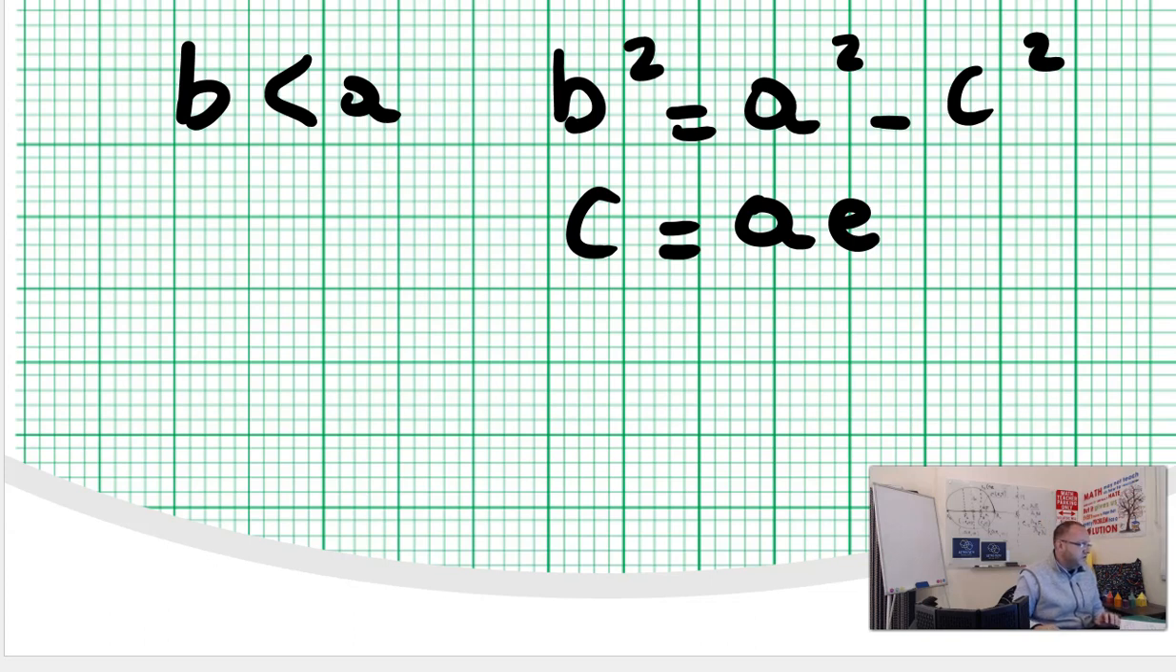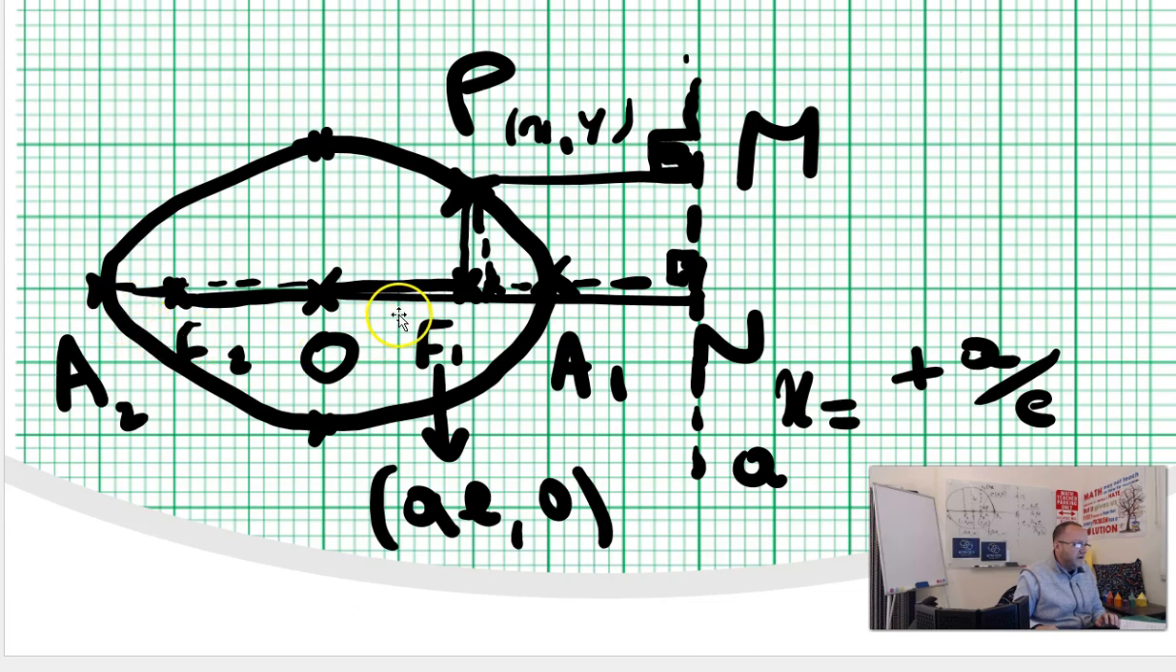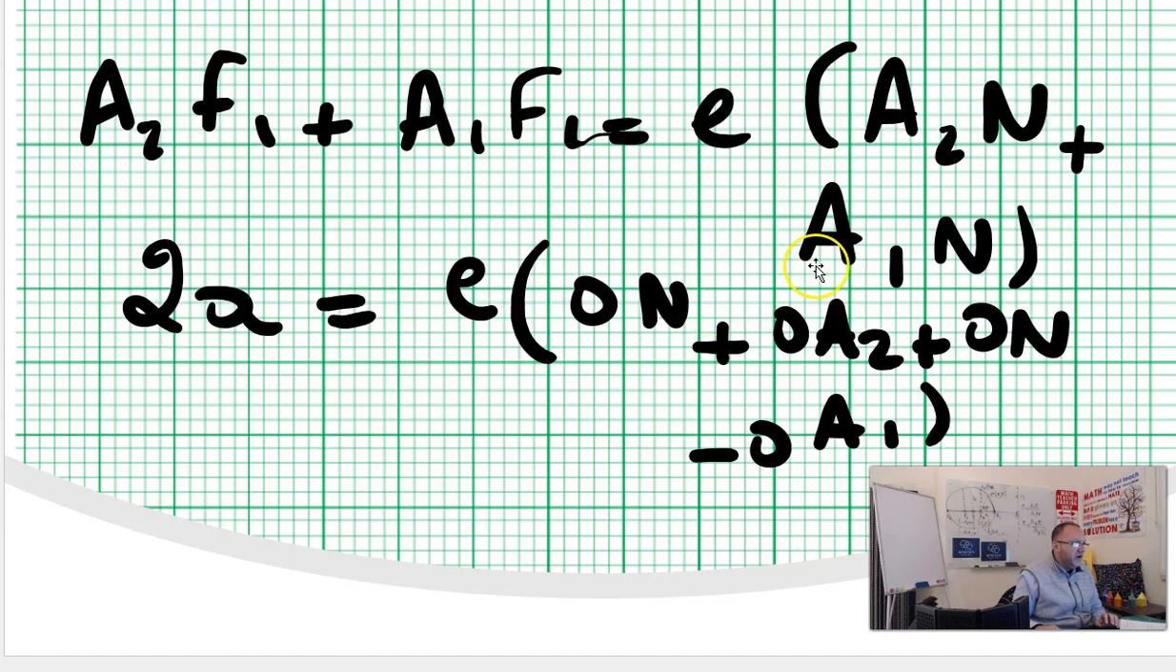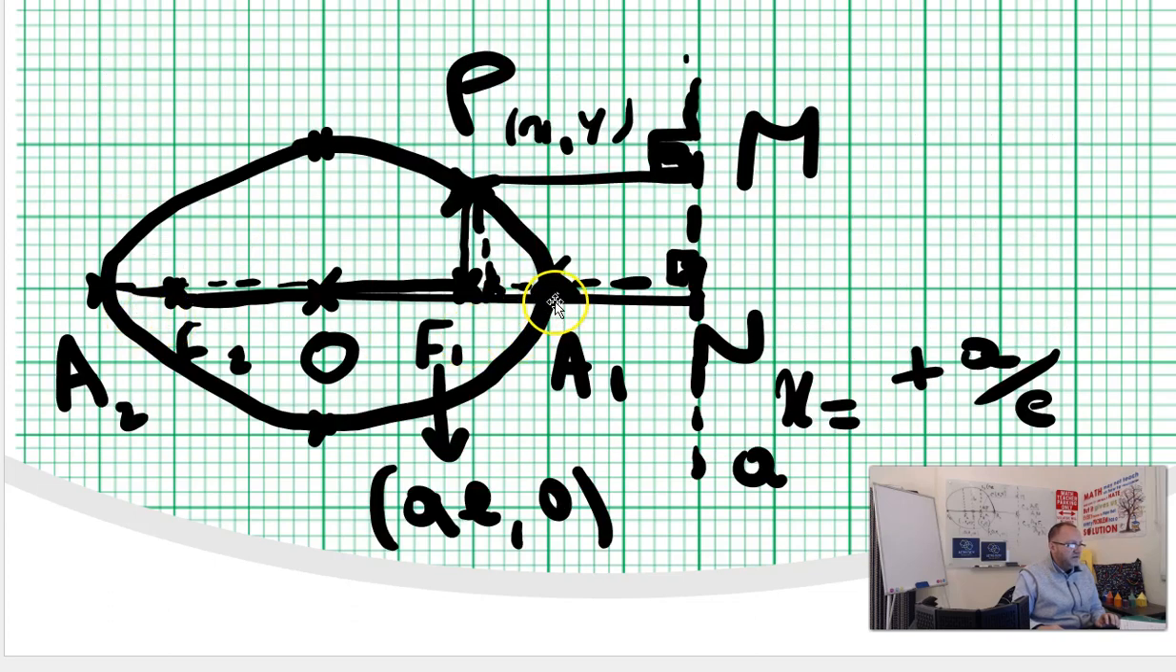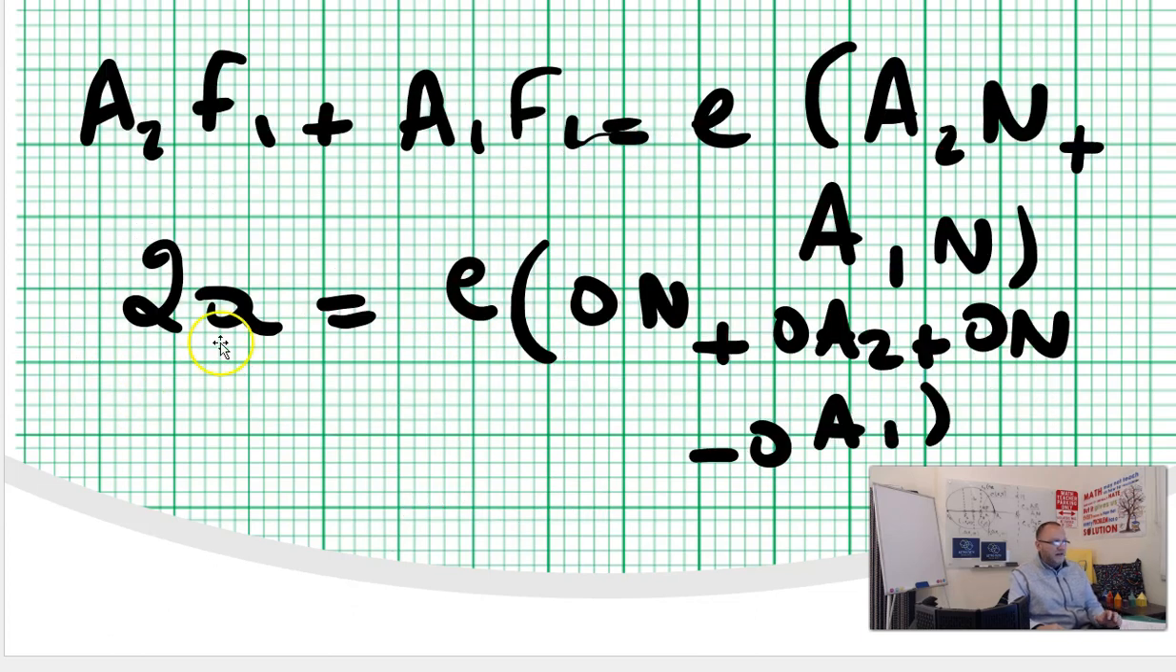So now let's go to adding A2F1 plus A1F2. Look, A2F1 plus the other one, A1F1. A1F1 plus A2F1. Now I'm going to add them, and what do I get? If you add them, you're going to add on the other side. Okay, so if you add them again, this is the moving point here. They equal A2F1 plus A1F1 equals D1 plus D2 equals 2a. Okay, they're the distance of a point that is moving around the ellipse equals 2a.